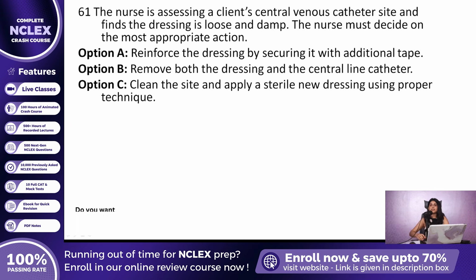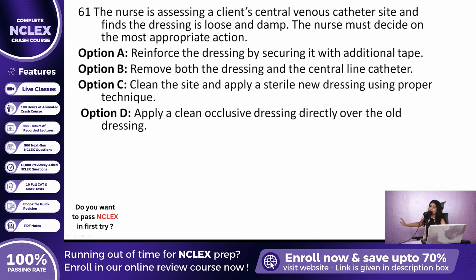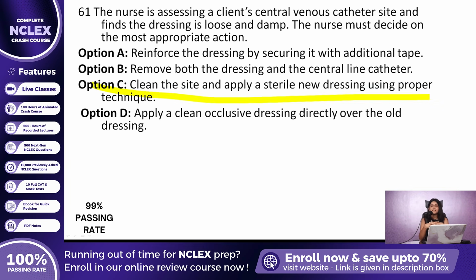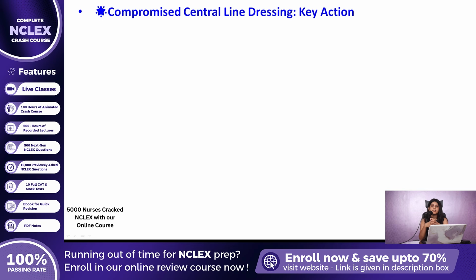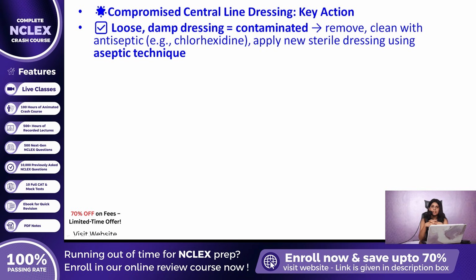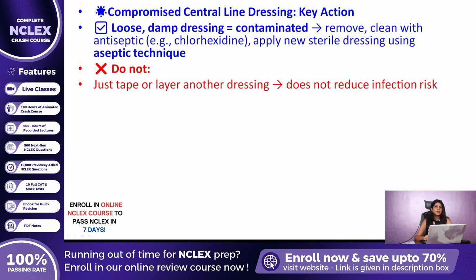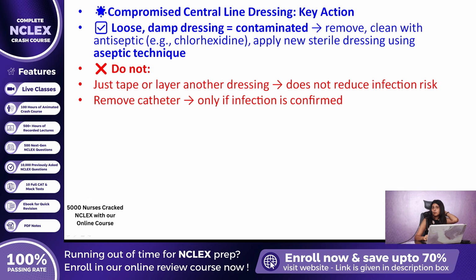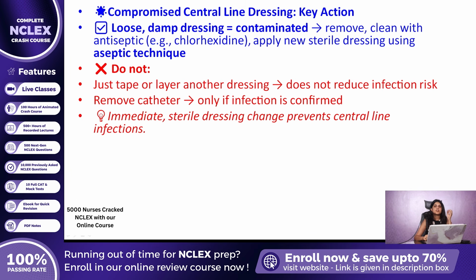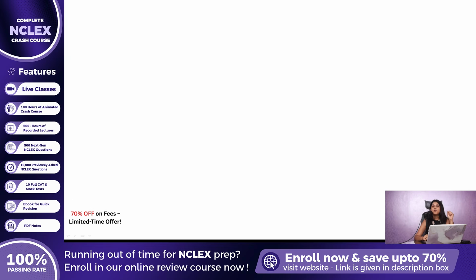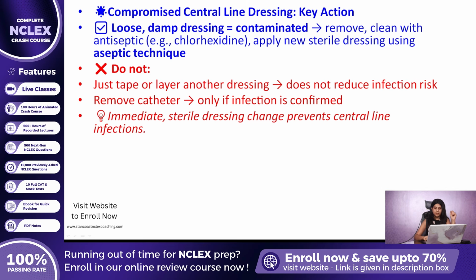The correct answer is Option C, clean the site and apply a sterile new dressing using proper technique. The rationale is that a loose, damp dressing is contaminated and no longer protects the site. The nurse must remove it, clean the area with an antiseptic like chlorhexidine, and apply a new sterile dressing using aseptic technique. Simply taping or layering another dressing does not address infection risk, and catheter removal is not warranted unless there is confirmed infection. The key point is that compromised central line dressings must be addressed immediately with strict sterile technique to prevent infection.